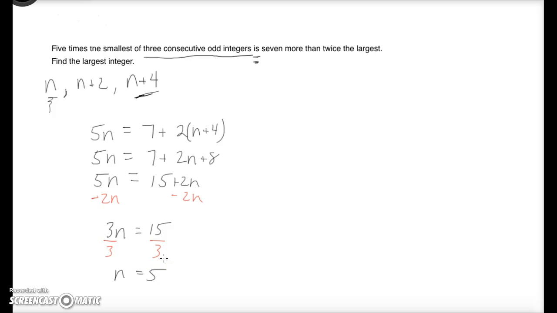But we're not finished yet because we're told to find the largest integer, okay? So n happens to be our smallest integer. And if n is 5, remember we're dealing with consecutive odd integers, then our middle one must be 7, and our last one must be 9. So 9 is our largest integer.